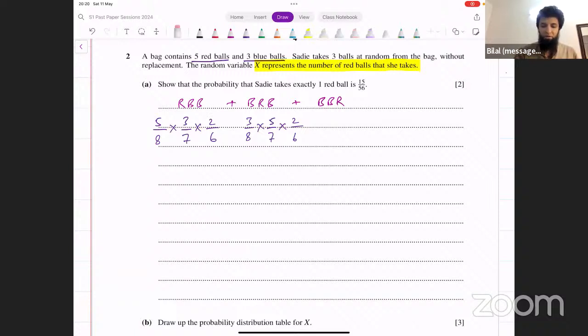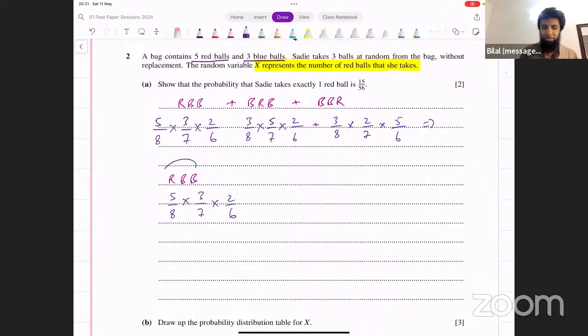Now, a quicker way of doing this could be, for now, let me just write this as well. This is going to be 3/8 into 2/7 into 5/6. And that will give you the result. A quicker way of doing such problems is you say, okay, out of the 8 balls, let's actually consider just one scenario, RBB. What's the probability for this? 5/8 for the first time, and then 3/7, and then 2/6.